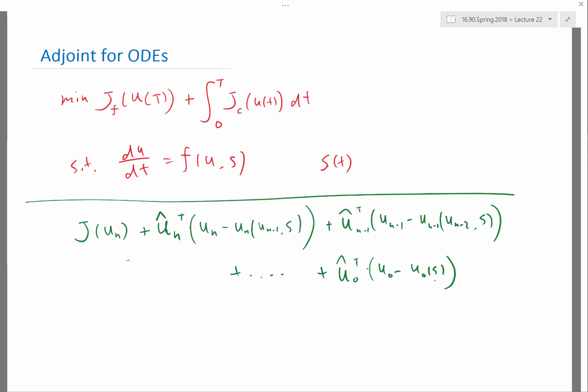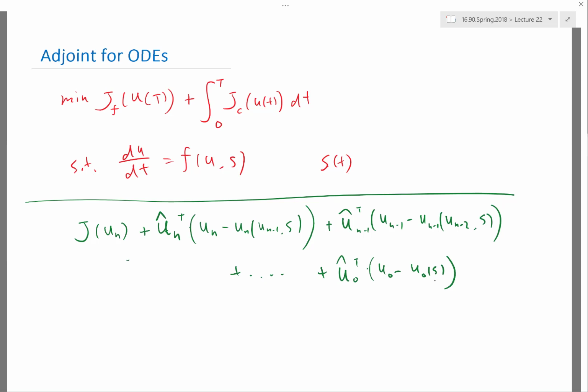Yes? In this case, your n depends on what you choose for your time step. That's right. If this is a discretization of the differential equation, then my n actually depends on what I choose for the time step. So refining your time step would increase the cost both in solving the differential equation, and you'll have more Lagrange multipliers.